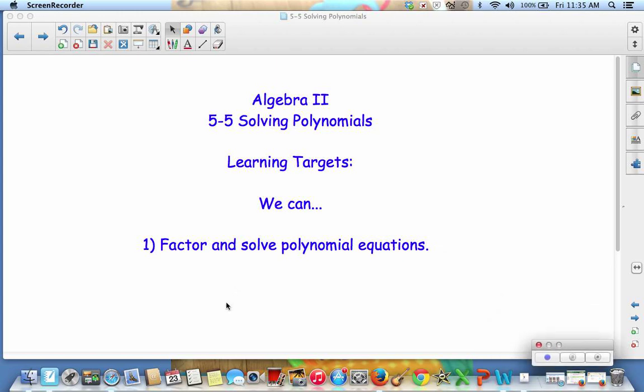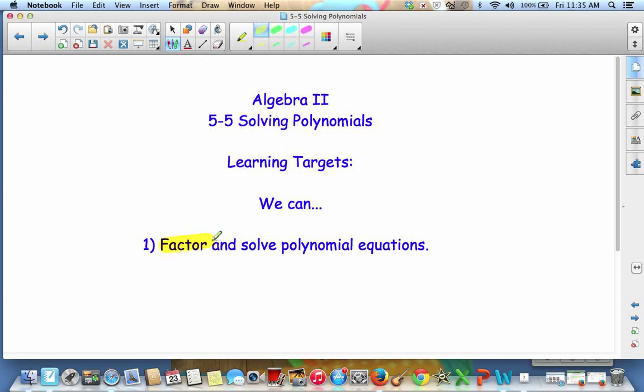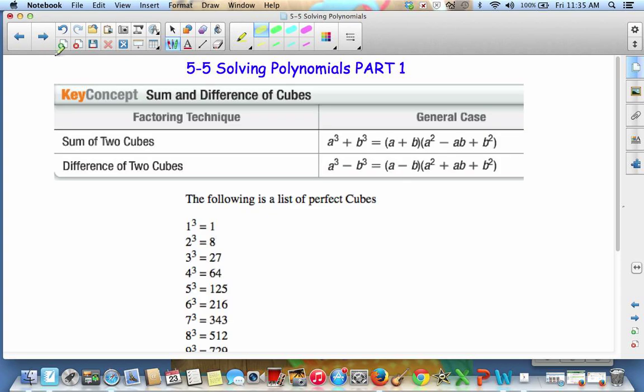Hello, Algebra 2 students. In this video, we're going to factor polynomial equations. In class, we're probably going to do solving, so in this video, we're just going to focus on factoring. And we're going to look at polynomials with degrees higher than 2. So this is something you want to write down, the sum and difference of cubes.